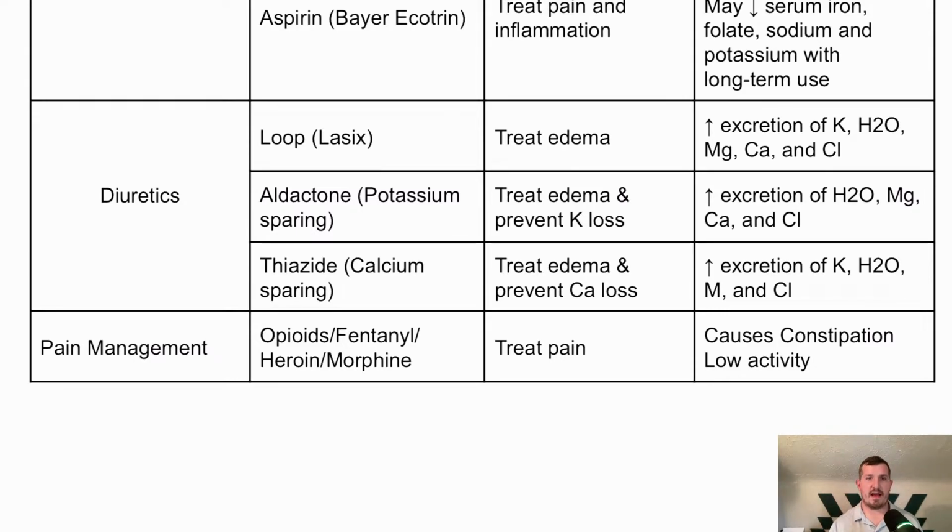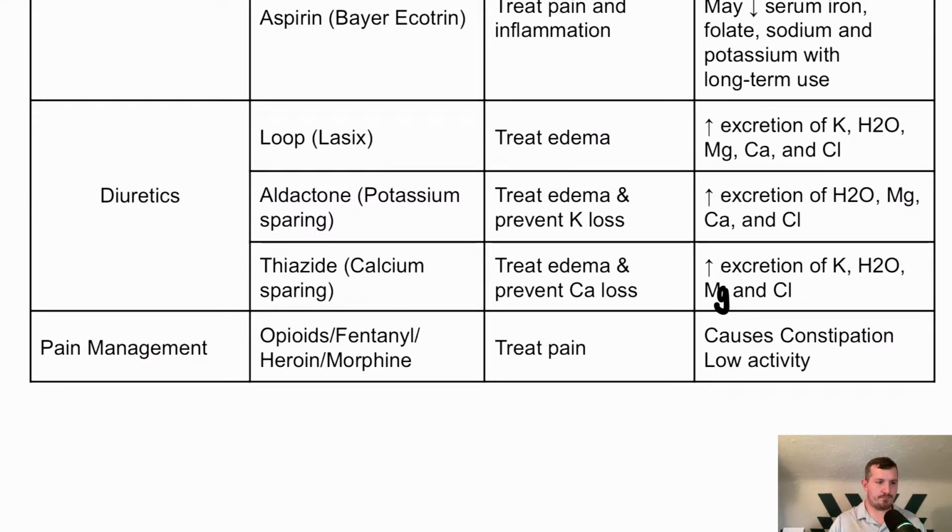Third one here is thiazide, calcium sparing diuretic. It's going to treat edema. Oh my gosh, why do I keep doing that? Edema, prevent calcium loss, and that should fit well into the nutrition effects here. It'll cause increased excretion of potassium, water, magnesium, and chloride, but it's not going to cause us to lose too much calcium in that case.